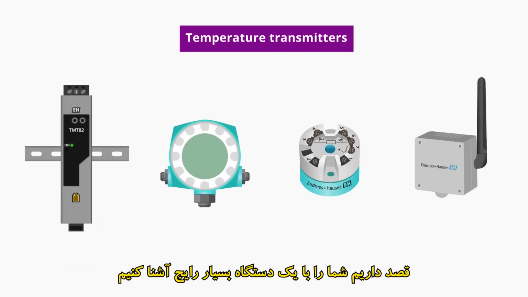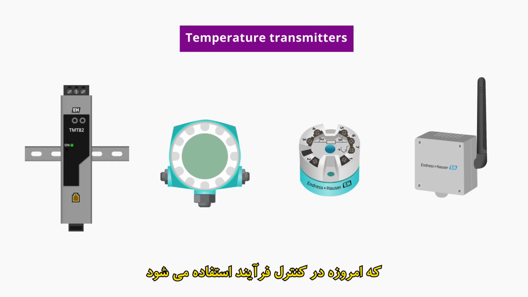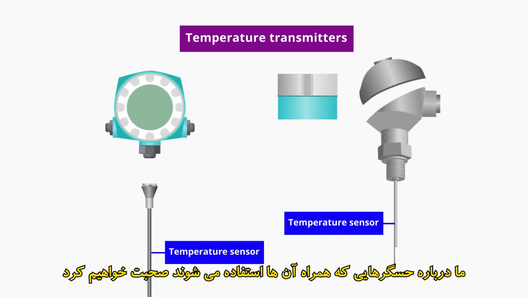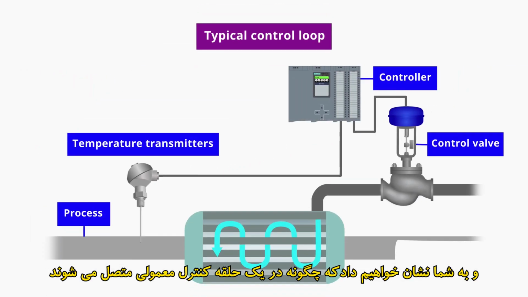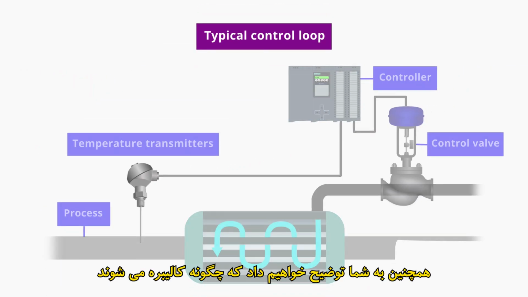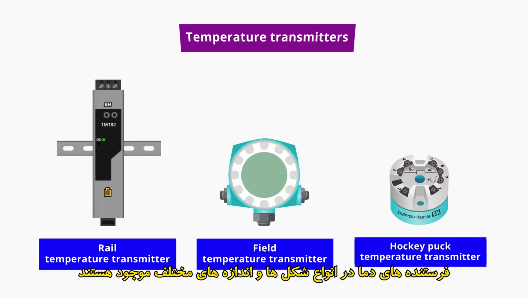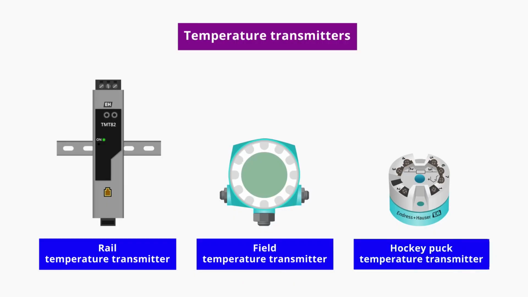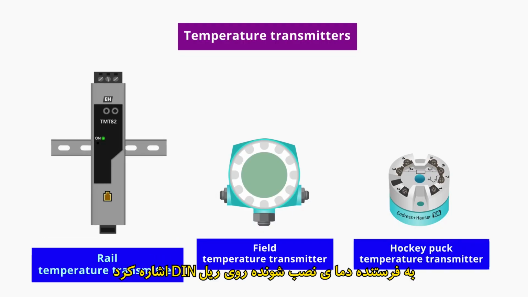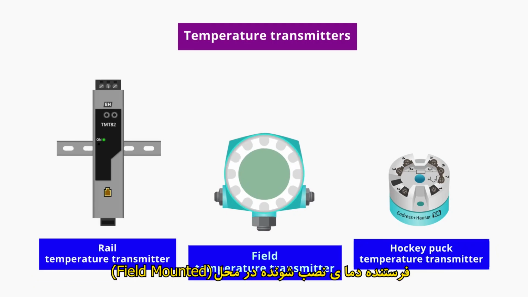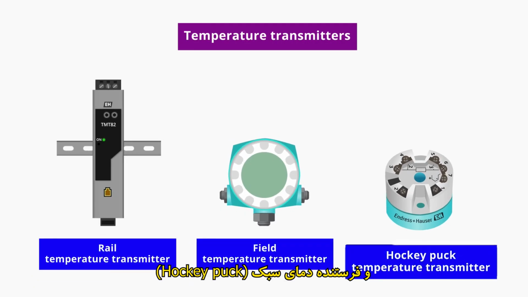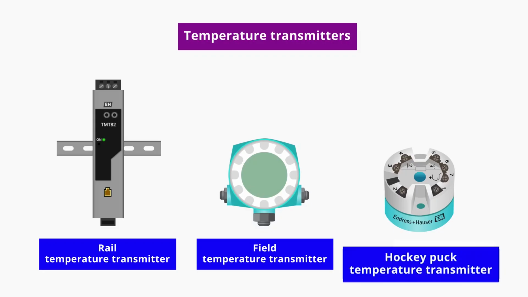In this video, we're going to introduce you to a very common device used in process control today, the temperature transmitter. We'll discuss the sensors used with them and show you how they are connected in a typical control loop. We'll also give you an insight into how they are calibrated. Temperature transmitters are available in all different shapes and sizes, depending on the application and environment they are expected to operate. To name a few, there are DIN rail-mounted temperature transmitters, field-mounted temperature transmitters, and hockey puck-style temperature transmitters.